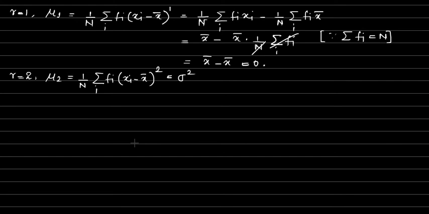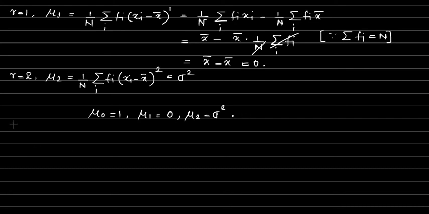Now, so we got some results. What results did we get? Let us collect the results. So we got that mu 0 is equal to 1, mu 1 is equal to 0, and mu 2 is equal to sigma square. These are of fundamental importance. We have to remember this. These are standard results which we can use during problems.